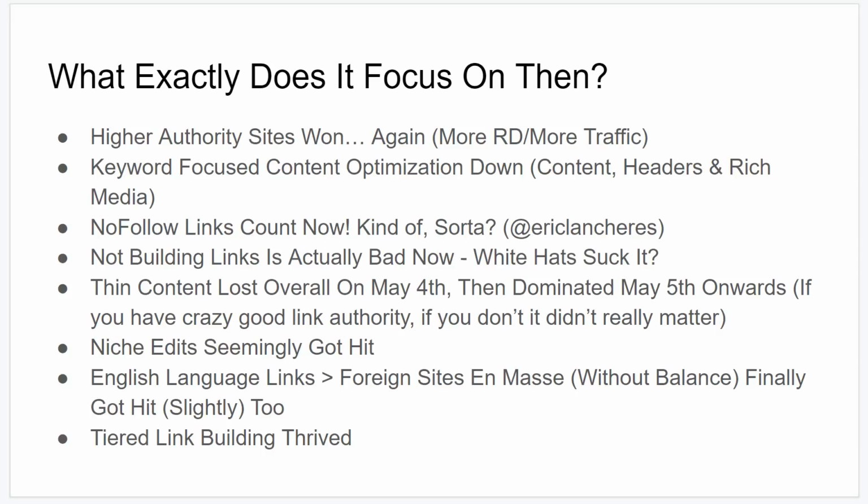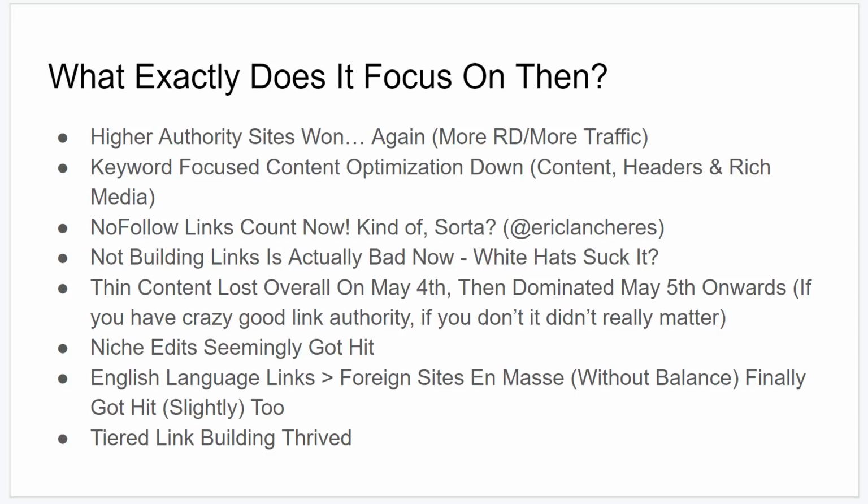If this update is the trend that Google is going towards, because it's that bad from what I've seen, then you actually are required to build links nowadays to any page that you're looking to actively rank in even a semi-competitive space. So thin content lost overall. This basically means on May 4th, thin content lost. This is generally due to the on-page tweaks that I was talking about. Then from May 5th onwards, it dominated. Thin content absolutely killed it if you had crazy good link authority.